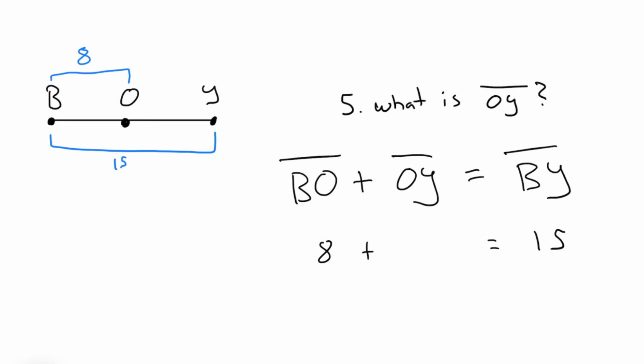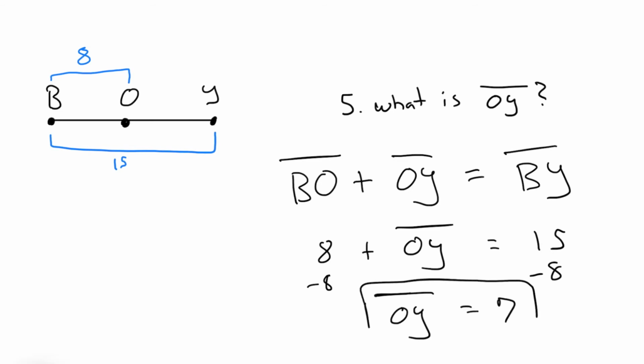So we can make this a really quick algebra problem. All we're going to have to do is go ahead and subtract this 8. So we're going to say our OY is then equal to 7. Okay? And even if you just look at the visual, you're able to see that the only thing that makes up this 15 is going to be the BO and the OY. So we already have our BO right here. So all we're missing is the OY. So that's why we're going to do our 15 minus our 8.